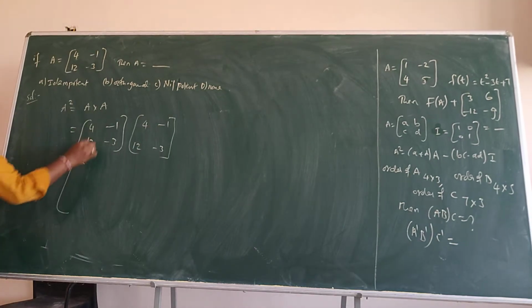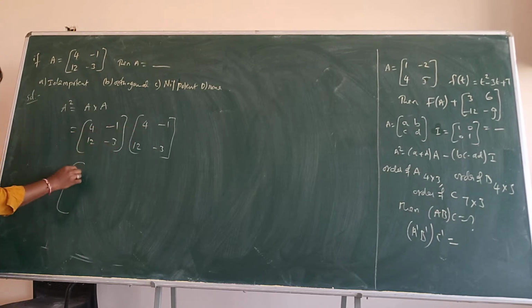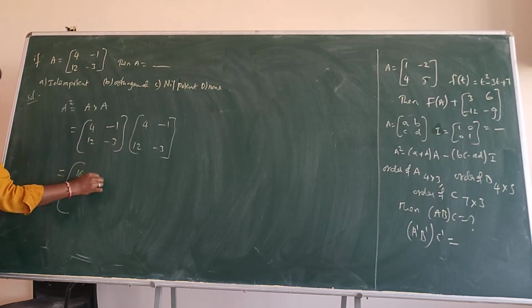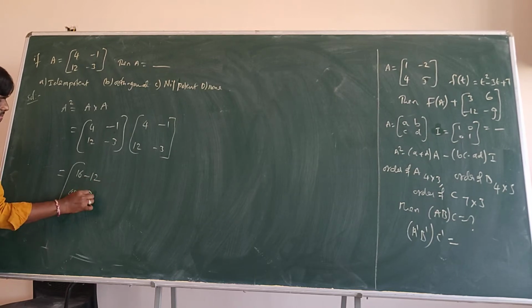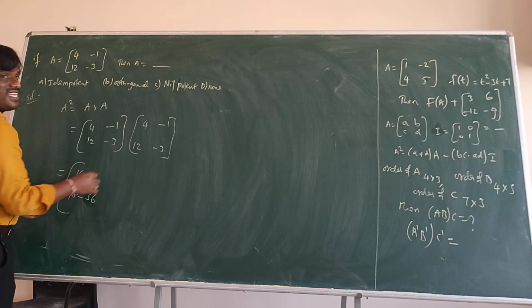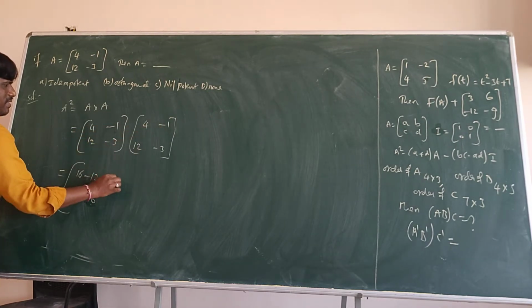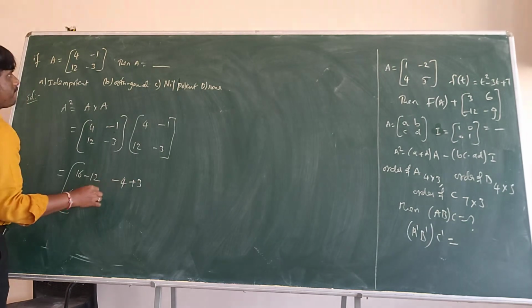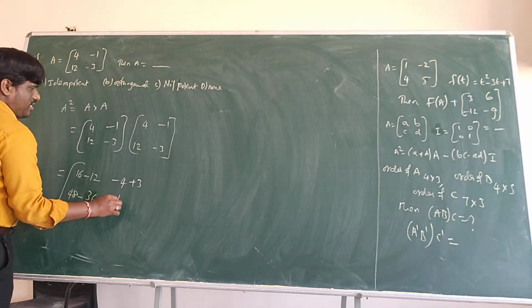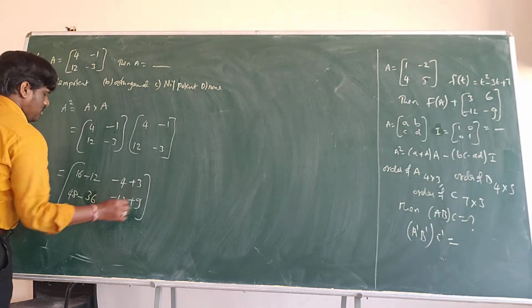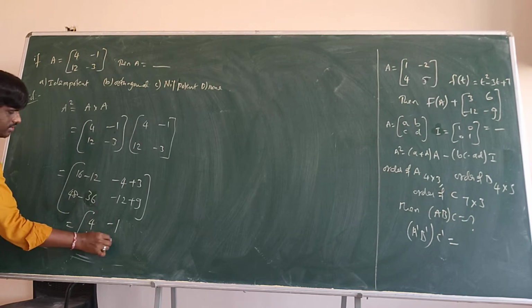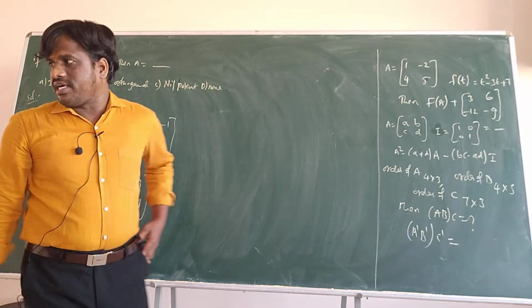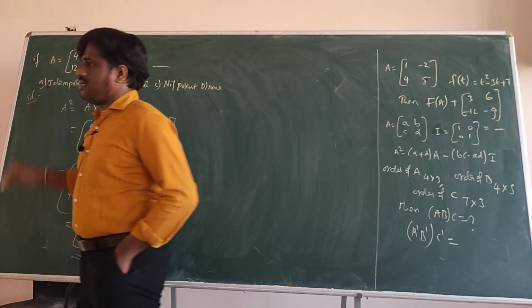If I multiply this, 4 into 4 is 16, minus 1 into 12 is 12, giving 16 minus 12, which is 4. Next, 4 into minus 1 is minus 4, plus 3, which is minus 1. Then 12 into 4 is 48, minus 3 into 12 is 36, which is 12. And minus 12 plus 9 is minus 3. So you get [4, -1; 12, -3]. So A square is equal to A, so we can say it is an idempotent matrix.